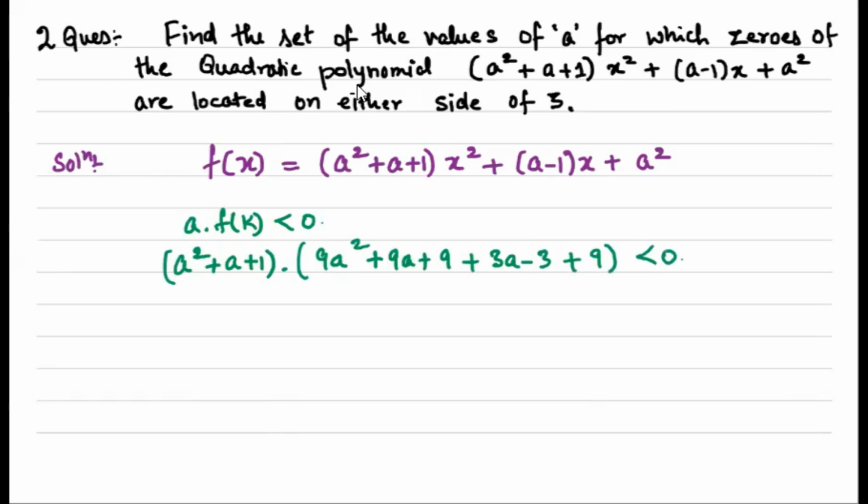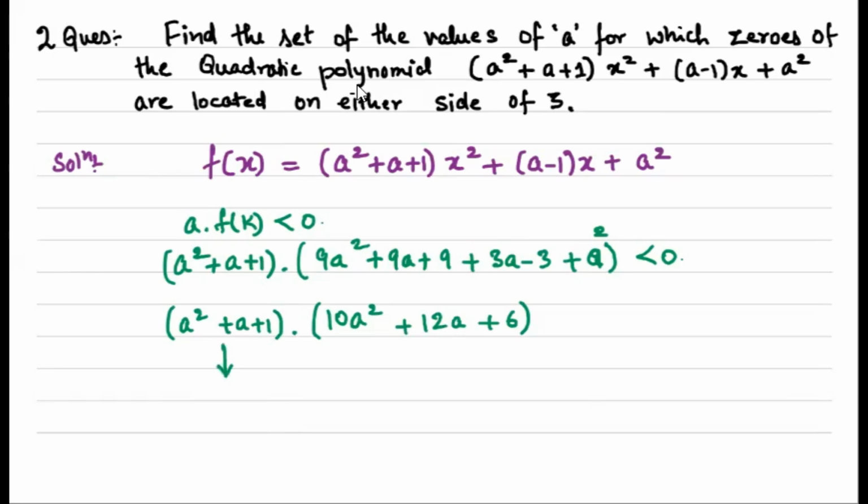Okay. So now what we get from here is 9a square plus a square, correct? Plus 9. So this was actually a square, sorry. So 9a square plus a square gives you 10a squared plus 12a plus 6. All right. And here we have a square plus a plus 1 multiplied by this.